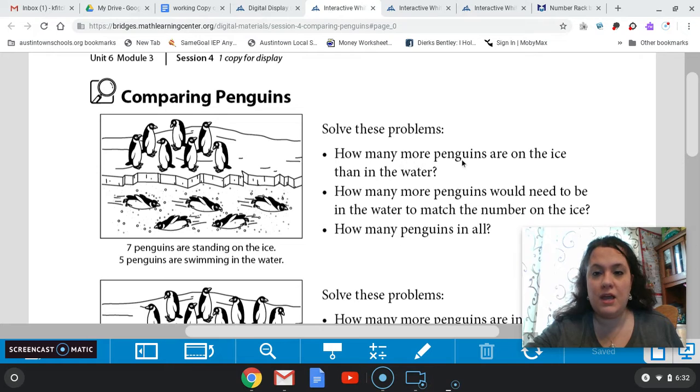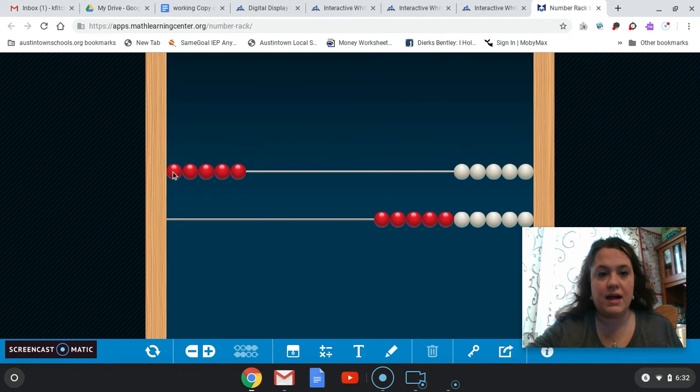How many more penguins are on the ice than in the water? This one is going to review something that we did a little while ago. So, how many more penguins are on the ice than in the water? So, we know we have 7 penguins standing on the ice and 5 penguins swimming in the water. So, let's pull out our number rack and let's show that. So, we have 7 penguins on the ice and 5 penguins in the water.